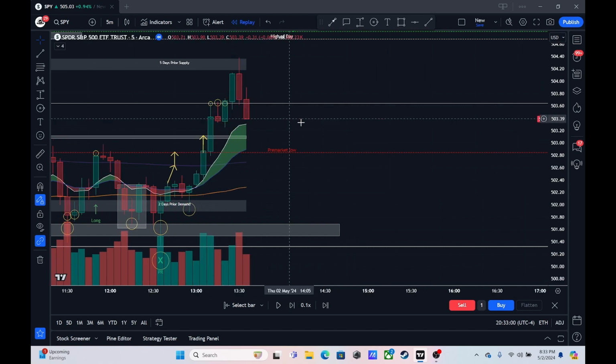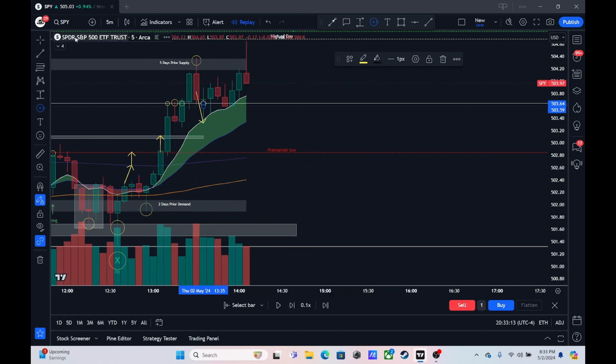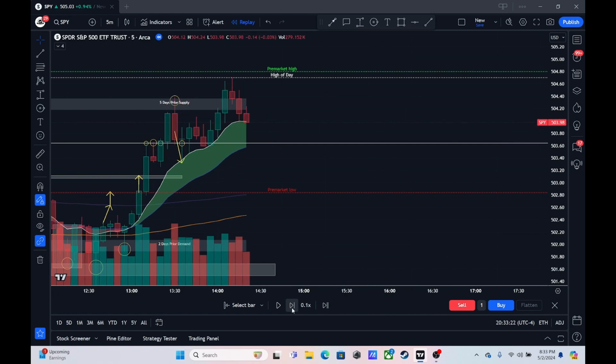We end up actually tapping that zone perfectly. That gives us some downside pressure back into the cloud. The cloud holds. We close back above this resistance area that is now acting as support, and that gives us some more room to continue to the upside. All right, now we're past this supply area here. But you actually see, I believe we do pull back one more time into the clouds before hitting pre-market high.